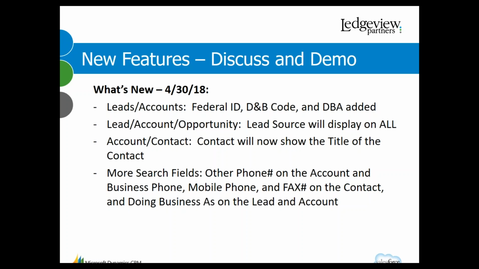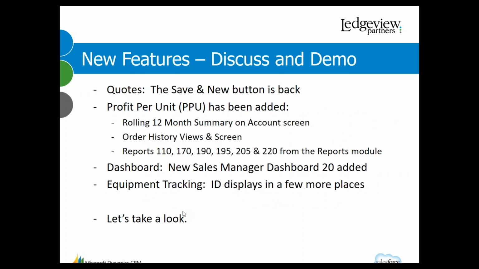From the contact, the searching now is going to check for the business phone, the mobile phone, and the fax number. So hopefully it's a little bit easier to find a contact. And then on the lead and account, the fact that we added that doing business as, if you do a search for accounts or leads or do global search, it will also search that field. So depending on what you know about a customer or a contact, enter some information, and hopefully global search and just searching at the entity level will bring back the results you're looking for.